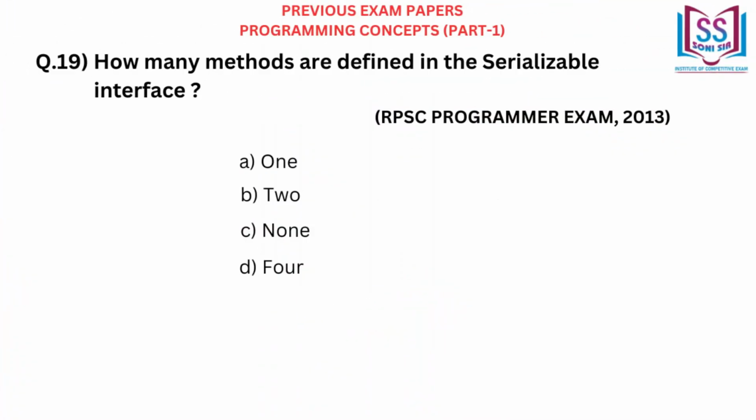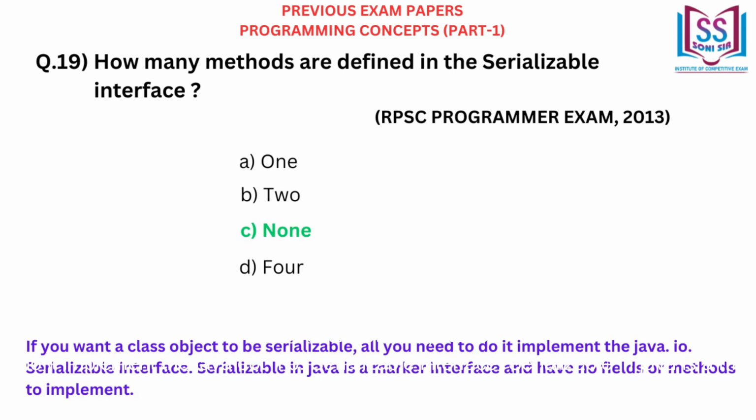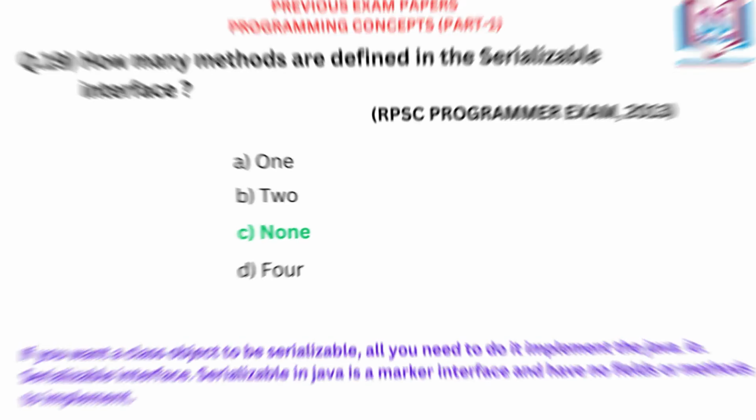How many methods are defined in the Serializable interface? A. 1. B. 2. C. None. D. 4. Correct answer C. None. If you want a class object to be serializable, all you need to do is implement the java.io.Serializable interface. Serializable in Java is a marker interface and has no fields or methods to implement.